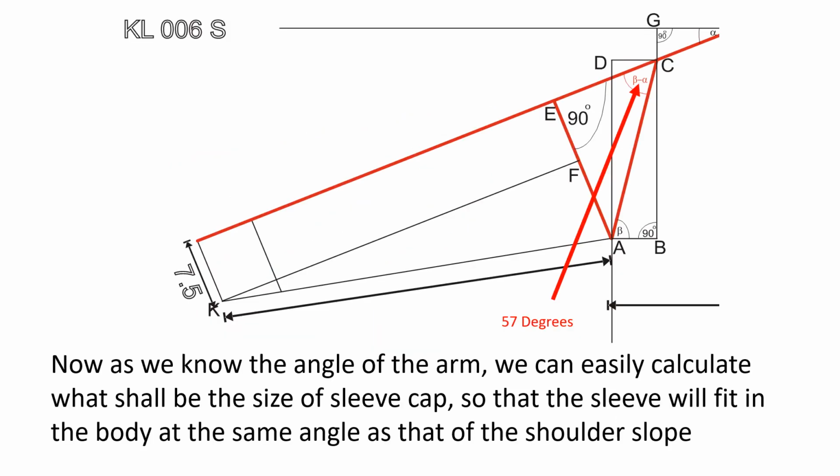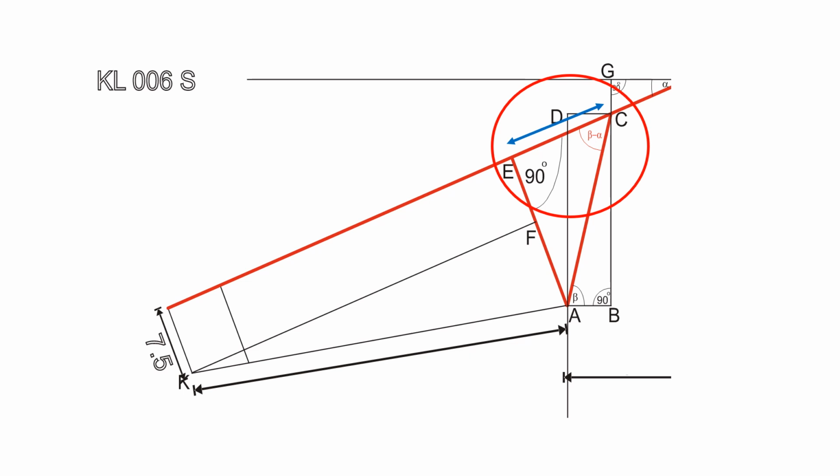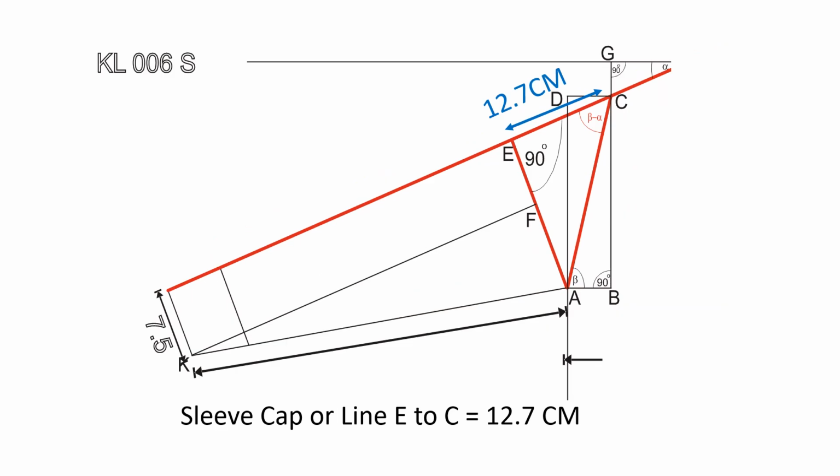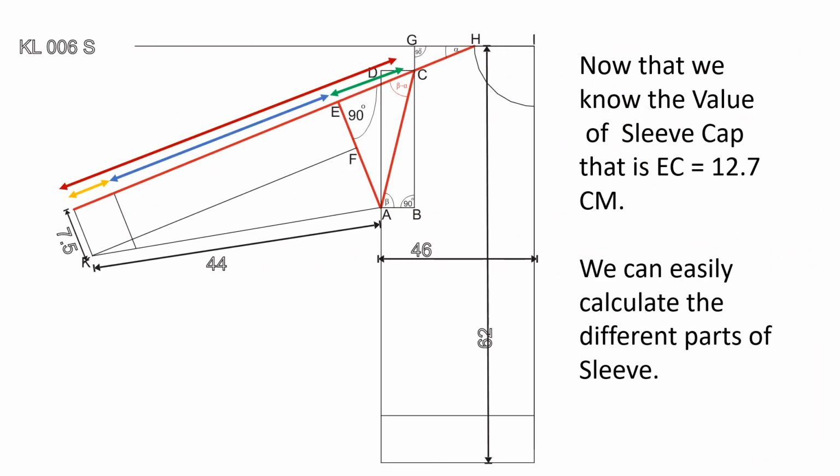To calculate the sleeve cap from the angle of the sleeve, divide the width of the sleeve by the value of tan for the angle of the sleeve. In our case, the width of the sleeve is 19.5 centimeters, and the value of tan for 55 degrees is equal to 1.54. So the cap of the sleeve, 19.5 divided by 1.54, is equal to 12.7 centimeters. Therefore, to get the same slope of the arm as that of the shoulder slope, we need to knit 12.7 centimeters of the sleeve from the point of joint of the lower part of the sleeve with the main body of the garment.